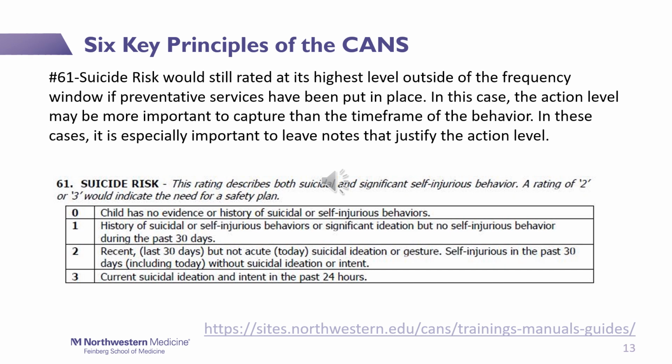However, if you are working with a youth and you feel that this might meet the description of a 1, but feel that it should really be a 2 and there should be an action put in place, go ahead and score that item a 2 and make sure to leave a note that justifies why you gave it an action level of a 2.